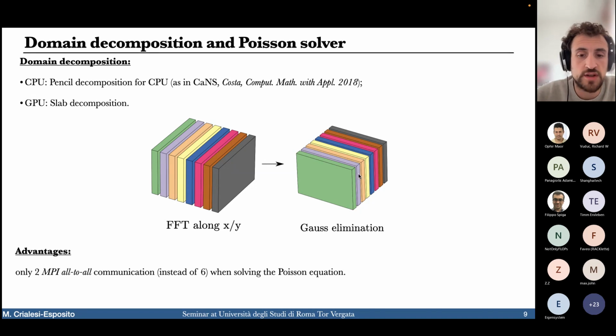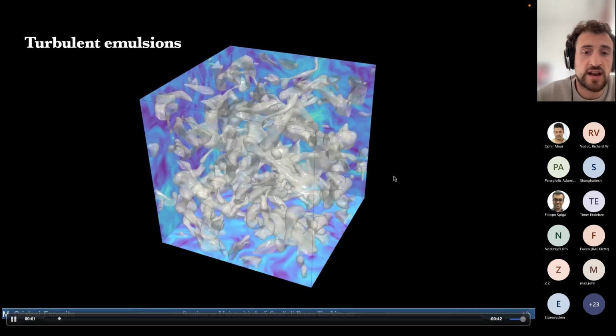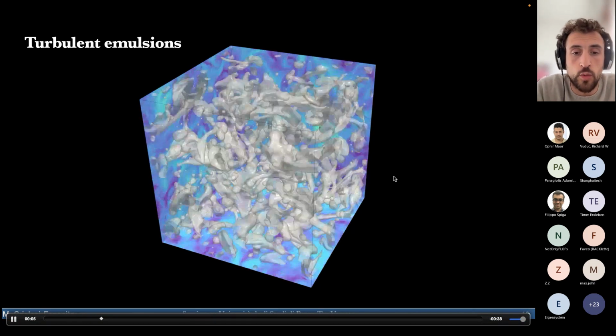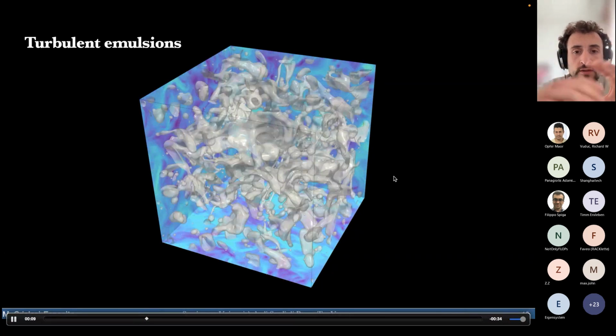And then we have Gauss elimination in the third direction so that we can actually solve our Poisson equation. Let me just give you a couple of examples of the type of flows that you can simulate. For example, I told you about mayonnaise, right? Mayonnaise is just an emulsion of oil and water, and the simulation that you're going to see is exactly that. So we put some droplets of, for example, oil into water, and we'll see how it evolves.